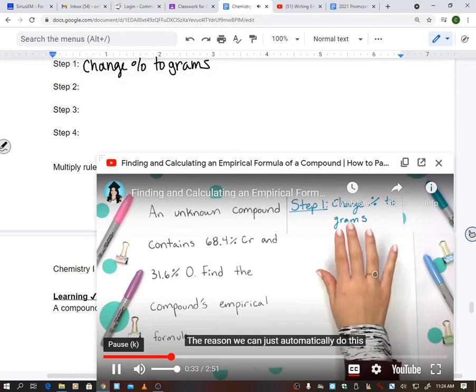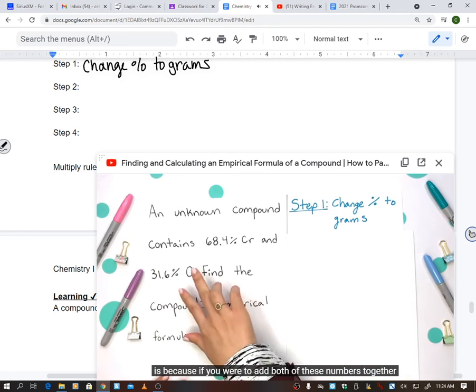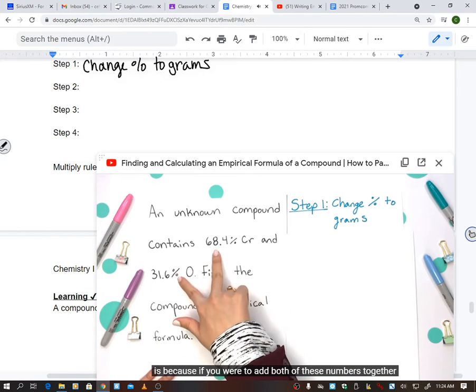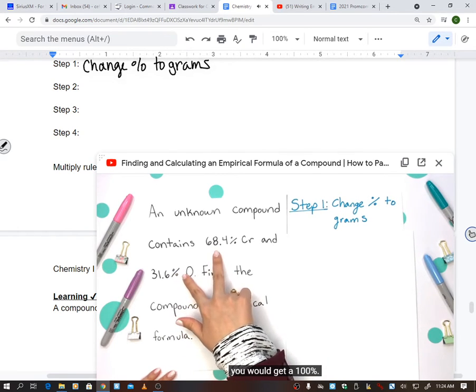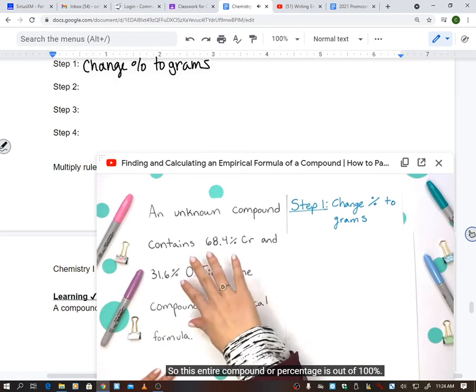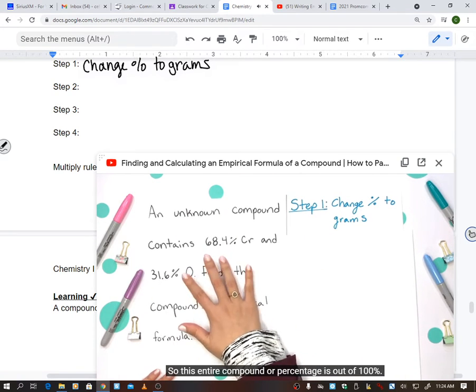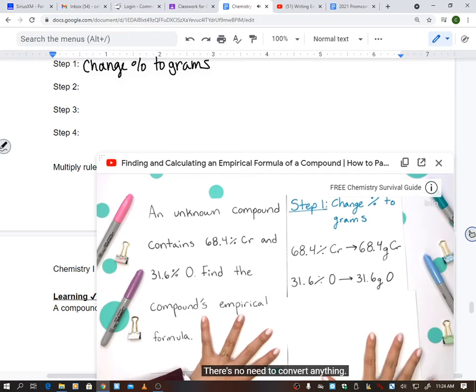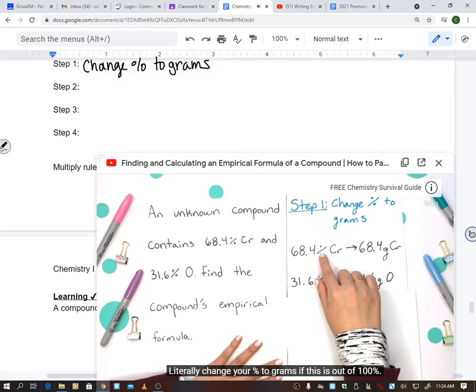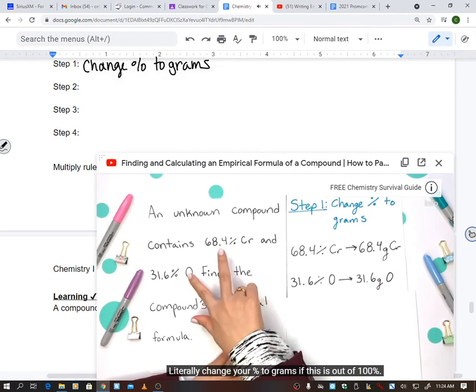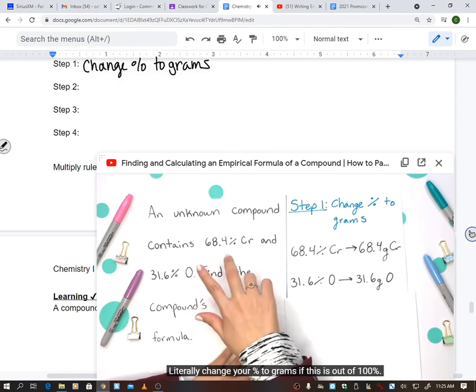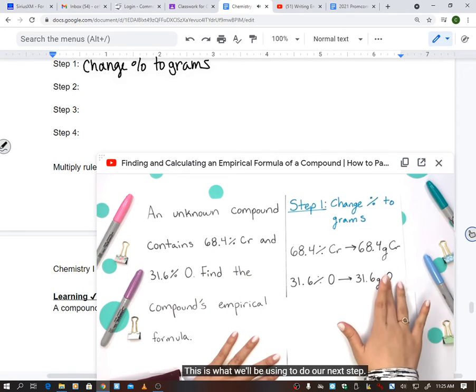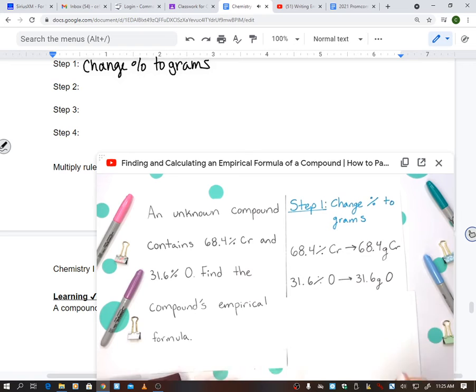The reason we can just automatically do this is because if you were to add both of these numbers together, you would get 100%. So this entire compound or percentage is out of 100%. There's no need to convert anything. Literally change your percentage to grams if this is out of 100%. This is what we'll be using to do our next step.